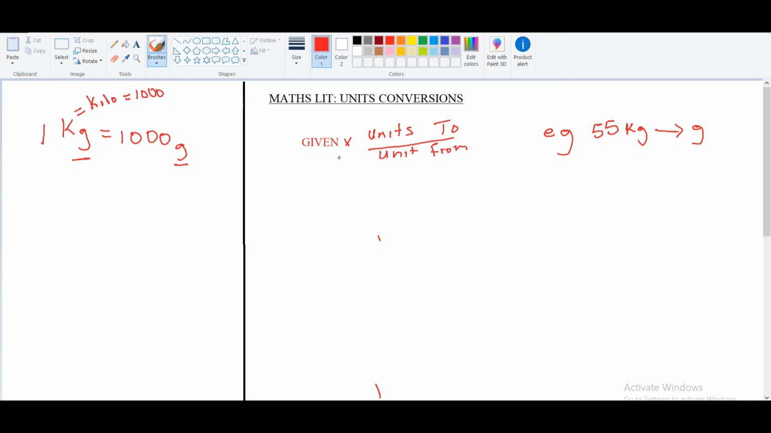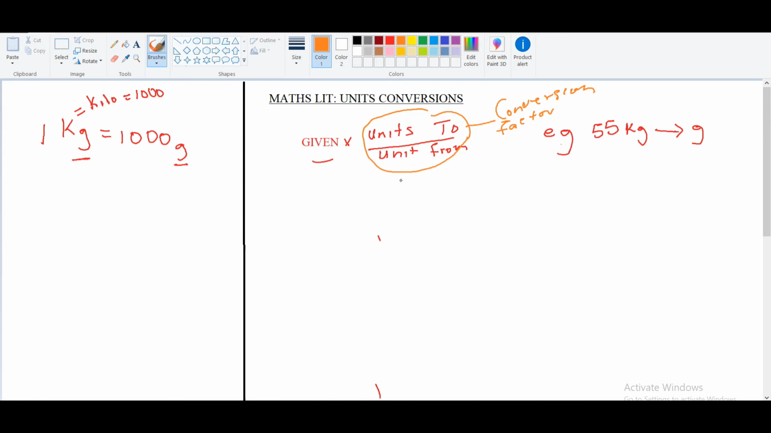So you see the formula that I've written here. You have this part that is given, and you have this part here. This part is your conversion factor. You remember, what shows the relationship between your units is your conversion factor. Given is what is there in the problem, what you are given, and the unit to is the unit that you are going to. The unit from is the unit that you are coming from.